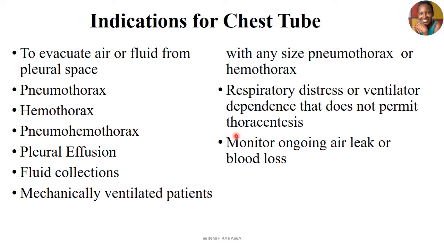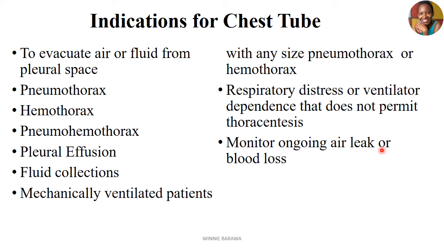Additionally, a chest tube is indicated for mechanically ventilated patients who have pneumothorax or hemothorax. For clients on mechanical ventilation who have pneumothorax or hemothorax, it's important that you go in with a chest tube to evacuate the fluid or the air that the client could be straining from. Then the other bit is diseases like respiratory distress or ventilator dependency that do not permit thoracentesis interventions.